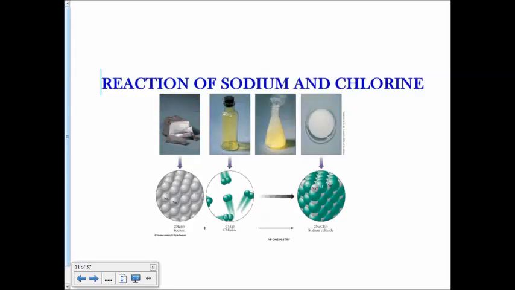So let's look here. This is the sodium and the chlorine reacting to make sodium chloride. Two totally different elements: sodium, very reactive in water, and chlorine gas, which is pretty toxic and yellowish green. You would think we would never want to put these things on our food and eat them, but when they combine together, we get salt out of it.